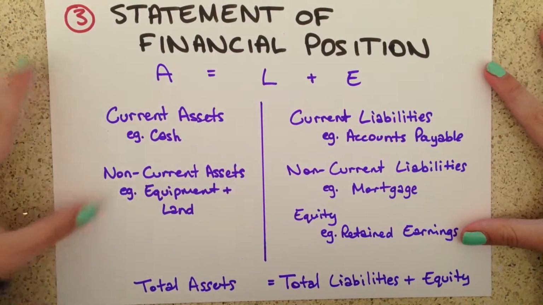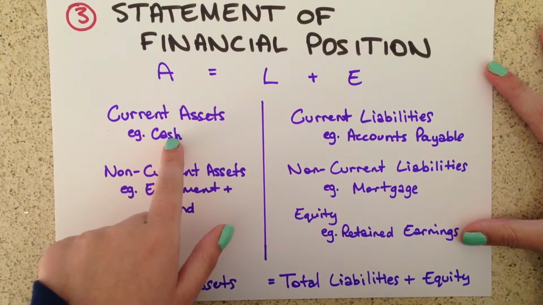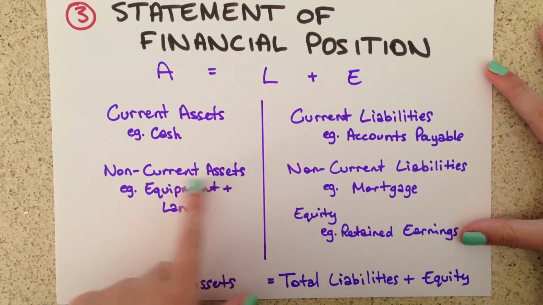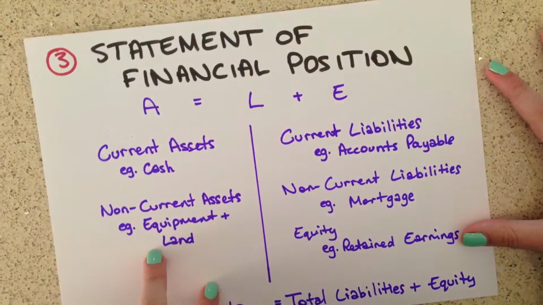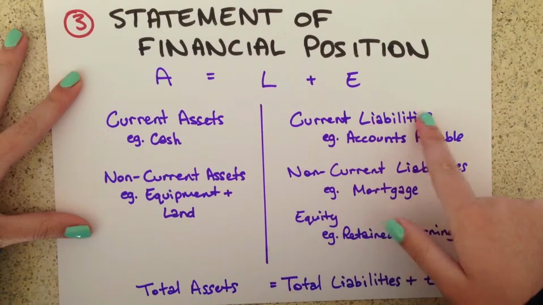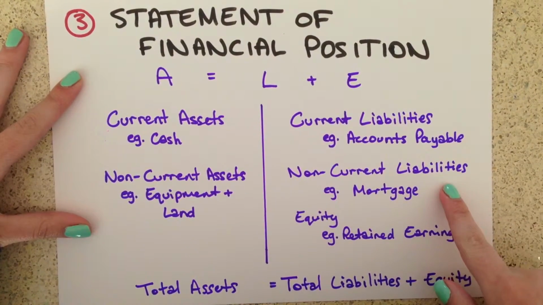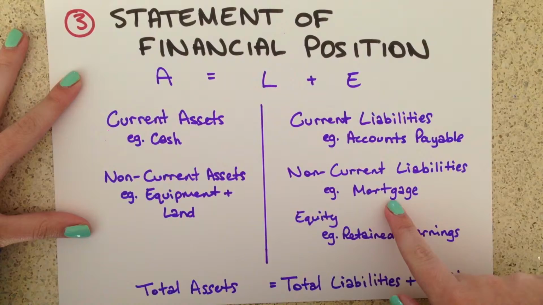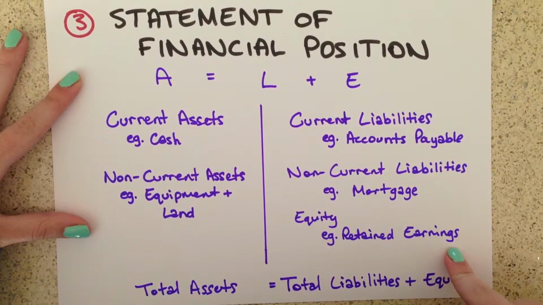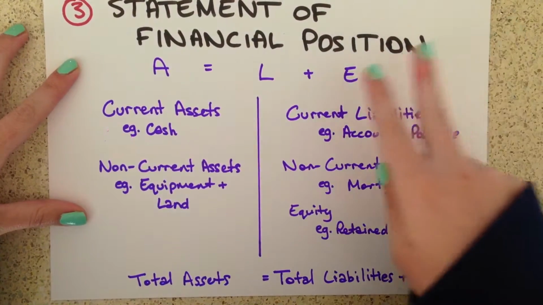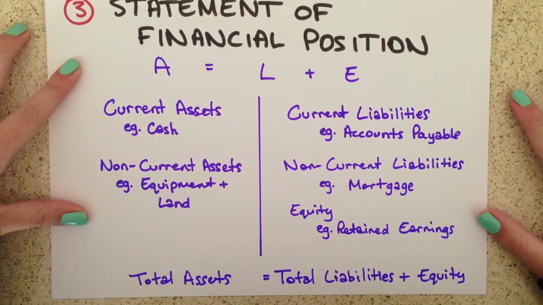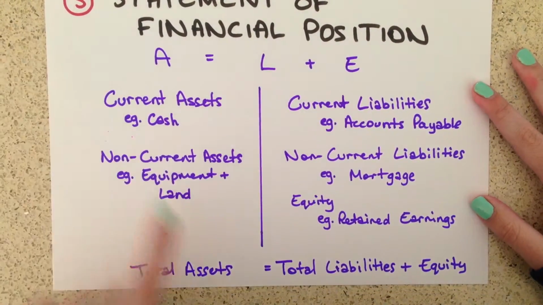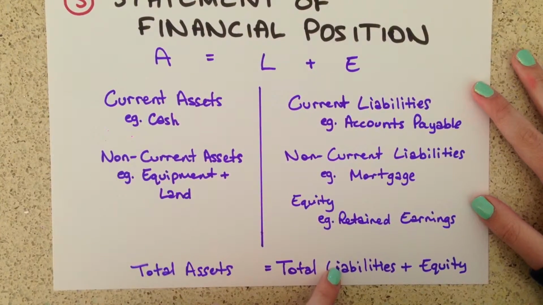We begin with the current assets, for example cash, and the non-current assets, such as equipment or land, on the left-hand side column, and the current liabilities, for example accounts payable, non-current liabilities, such as mortgage, and equity, i.e. retained earnings, as calculated earlier, in the right-hand side column. The totals of each column should be equal, and if they're not, then you've got a problem.